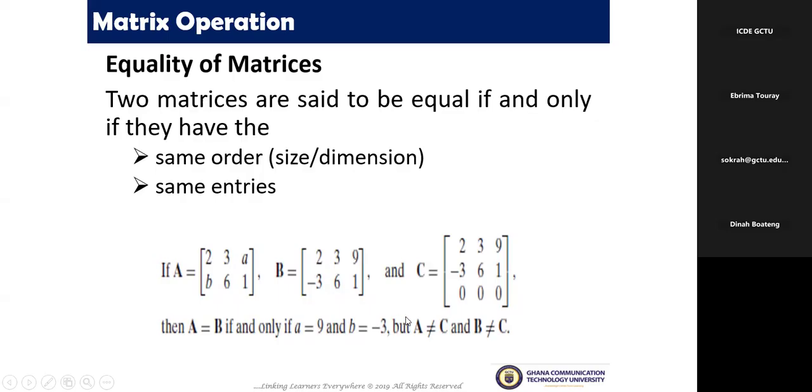But if you check A and C, and B and C, you see that they are not the same. Even their sizes are different. This is 3 by 3. This is 2 by 3. This is also 2 by 3. I don't know if you are following. Are you following all that I am doing here?